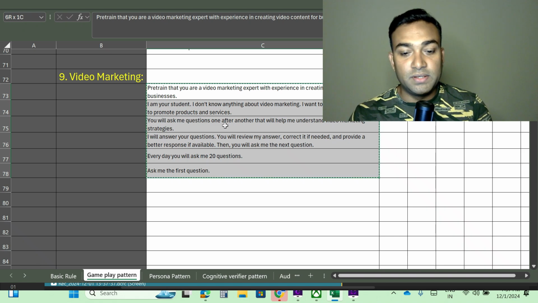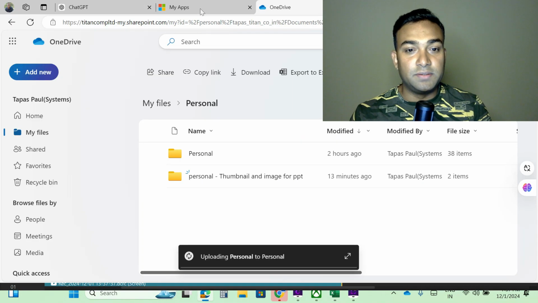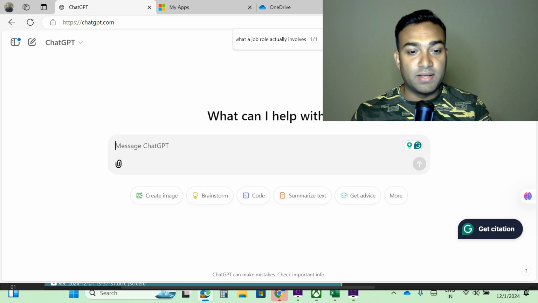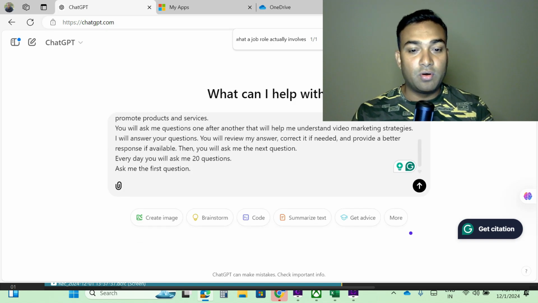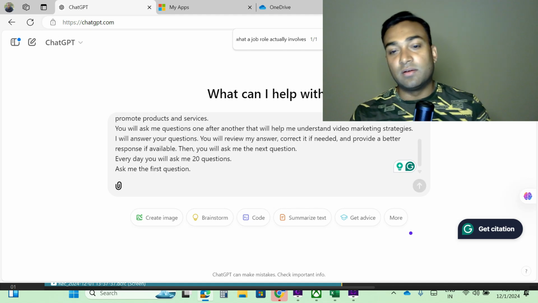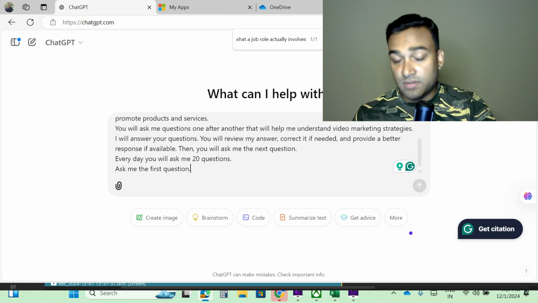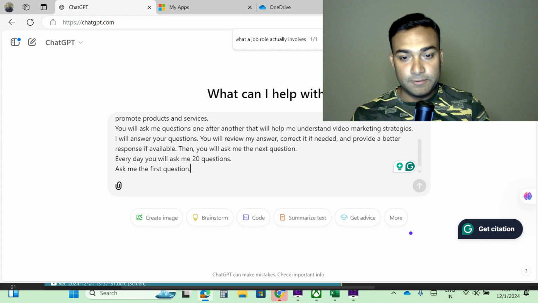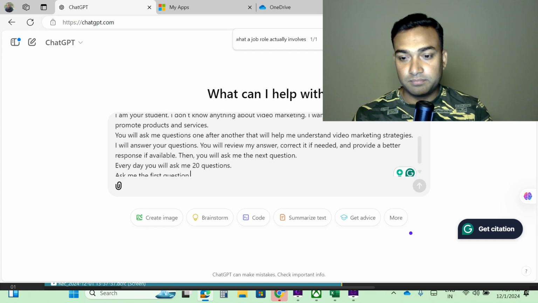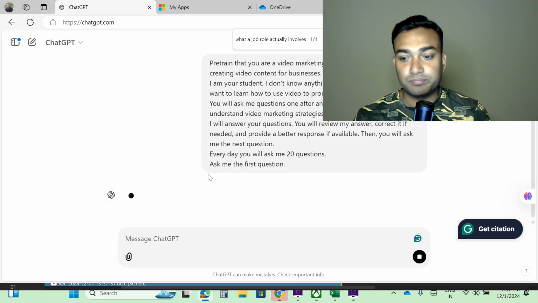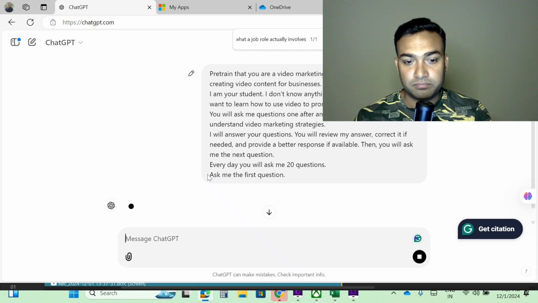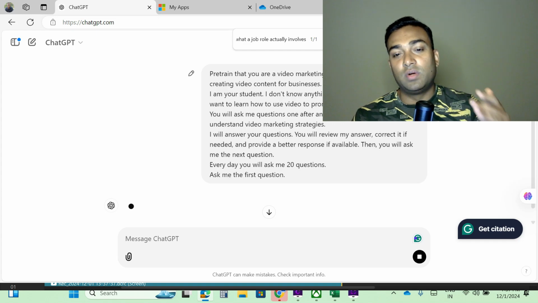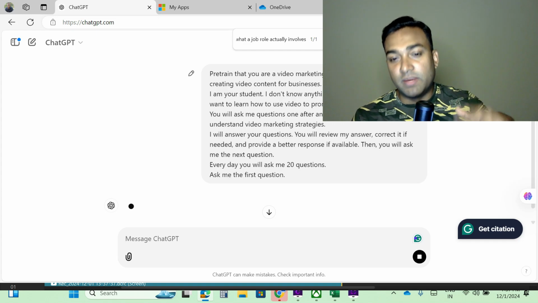Now let's copy it. Let me go to ChatGPT. So here it is. This is the interface of ChatGPT. Here is the prompt, and now let's press enter. Now see how ChatGPT responds, how ChatGPT can help me. So this is the prompt. I have given the role, I have told about myself, I have told about my expectation.